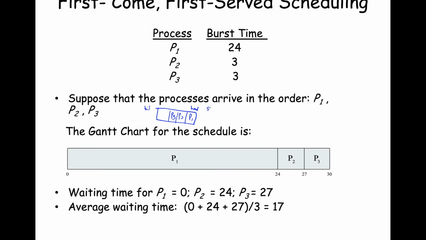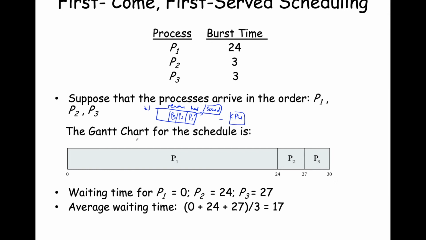So when the scheduler takes items off the ready queue, it takes first P1 and then schedules it for execution on the CPU, and then it selects P2, and then it selects P3. And so we're going to represent the running of each of these processes for their burst time using a Gantt chart. And a Gantt chart is just a temporal chart that represents some action occurring for a period of time.